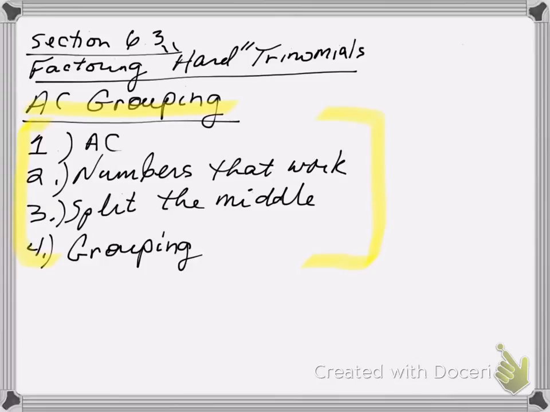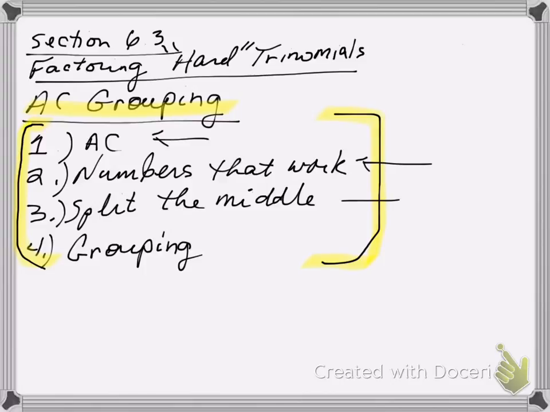Now what you see here are 4 basic steps. These are steps for factoring using the AC grouping method. This AC, I'm going to explain. It basically means multiply the first number in the problem times the last number in the problem. The phrase "numbers that work" refers to finding 2 numbers that multiply to the AC and add to the middle number. And again, I'm going to show you all this in just a moment through an example.